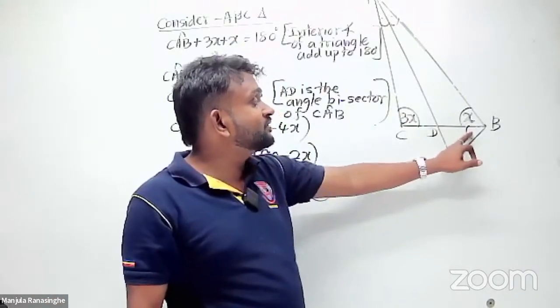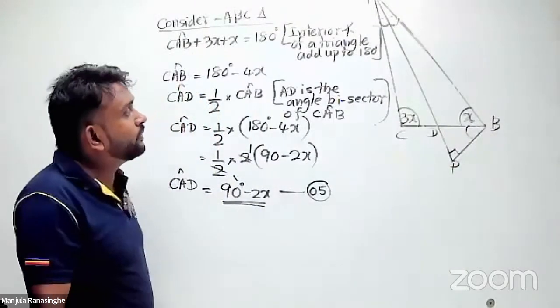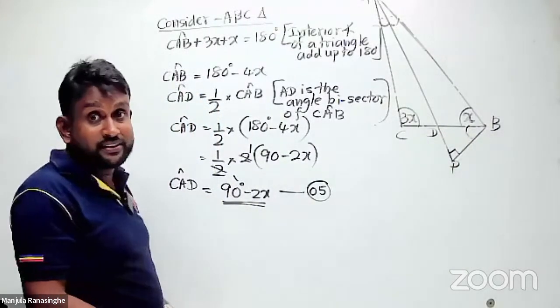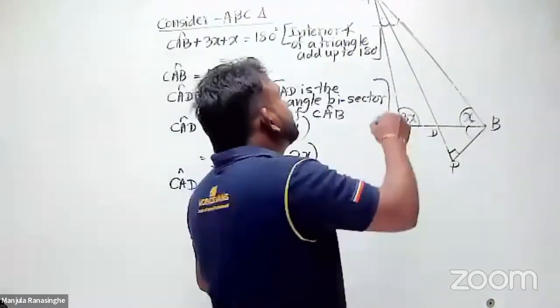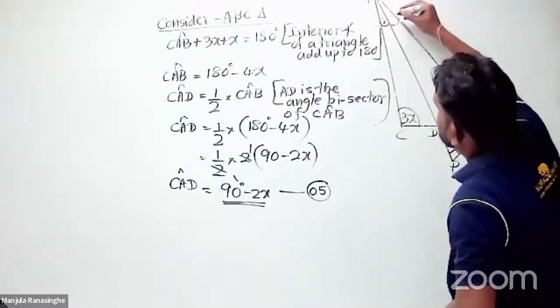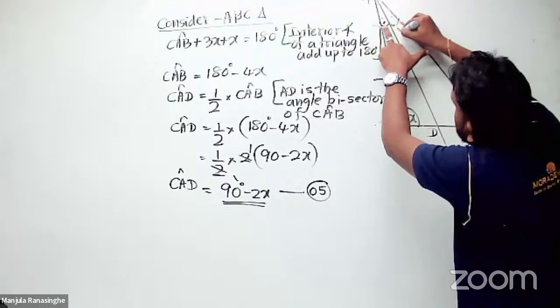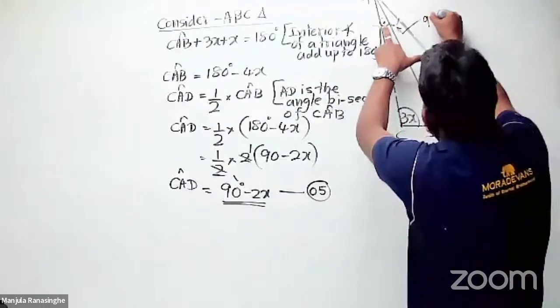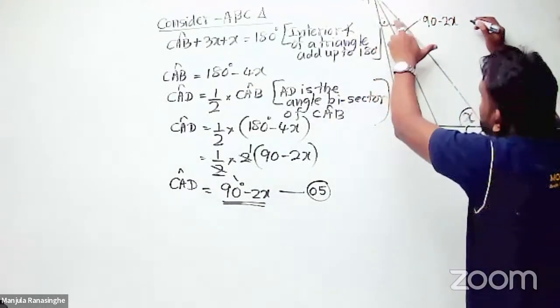My plan is to make this angle as x. You can use whatever theorems to prove it as x. So it is now very easy. So we found this angle as 90 minus 2x. So this part also 90 minus 2x. Why? The reason, that is the angle bisector.